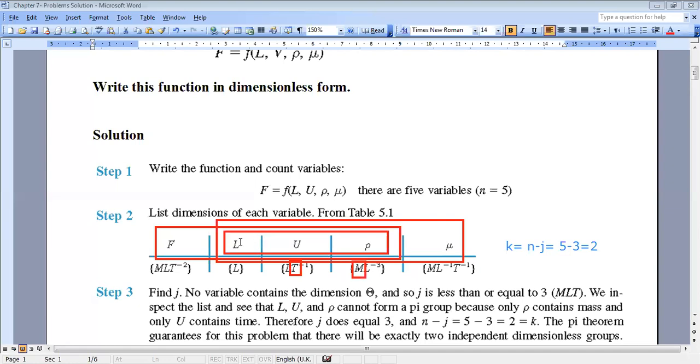So here you can find 3 variables that are independent, so you cannot choose 2.